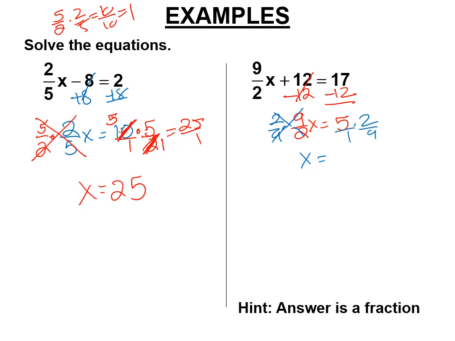Now this time there was no canceling, so we're stuck multiplying across. 5 times 2 is 10, 1 times 9 is 9, 10/9, perfectly good answer. If you really feel the need, make it 1 1/9. If you don't, I really wouldn't bother to make it a decimal, but 10/9 is a simplified fraction. It's fine. By the way, that's a repeating decimal. It's 1.1 repeating.